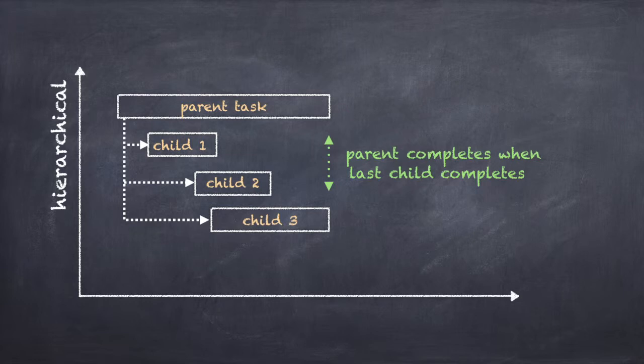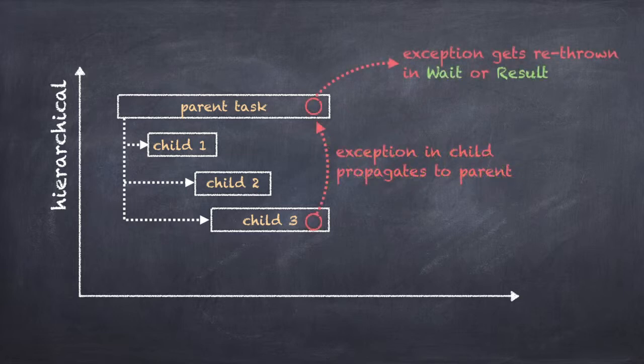Now here's the thing. The parent task will not complete until the final child task completes. So if you are waiting for the parent task to complete, you are also automatically waiting for all child tasks. Another cool feature is exception and cancellation handling. If a child task gets cancelled, the task cancelled exception will bubble up to the parent task and get rethrown in the calling code, either at the wait method or in the result property.